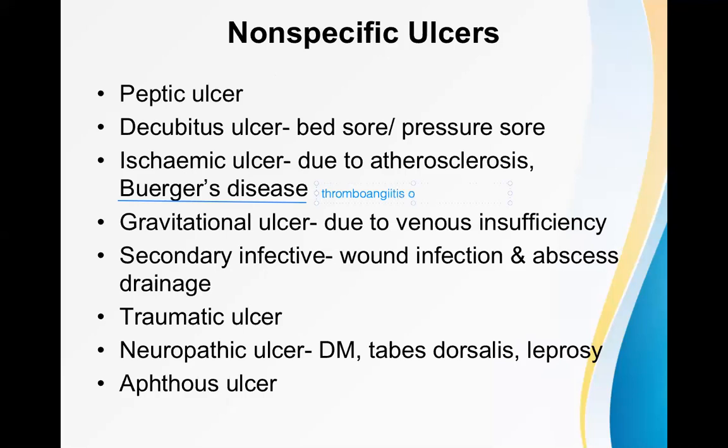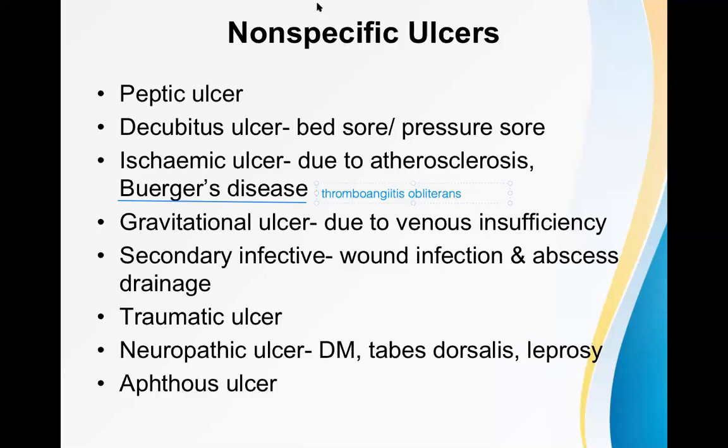Thromboangiitis obliterans. Now, if you analyze that term, all the meaning is there. There is inflammation of the blood vessel, both arteries as well as vein. And on top of that, there is a formation of thrombus. And that thrombus is completely blocking the circulation there, leading to ischemia.